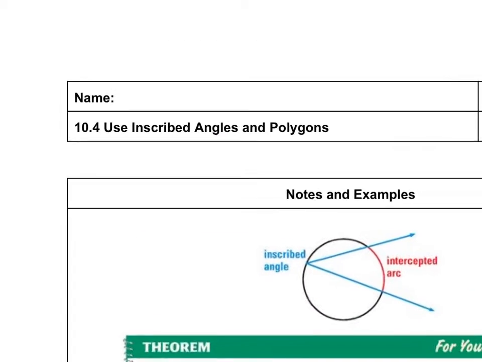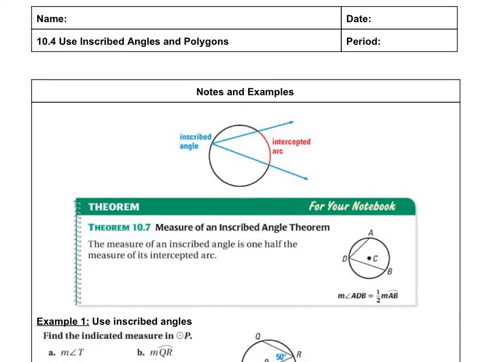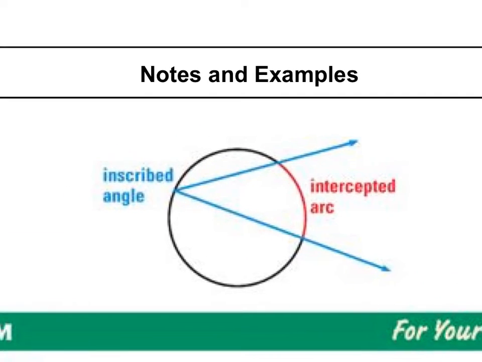Today we're going to be talking all about inscribed angles and polygons. What is an inscribed angle, you may ask? Well, this is an inscribed angle. Instead of the angle being formed at the center of the circle and projecting out, an inscribed angle is formed on the circle itself. And then we also talk about what's known as an intercepted arc.